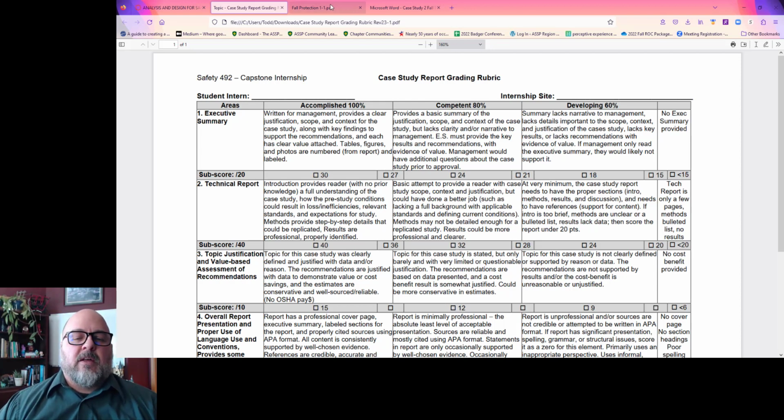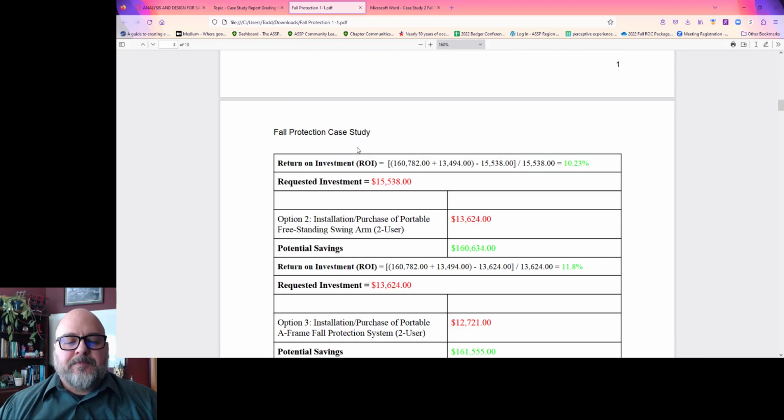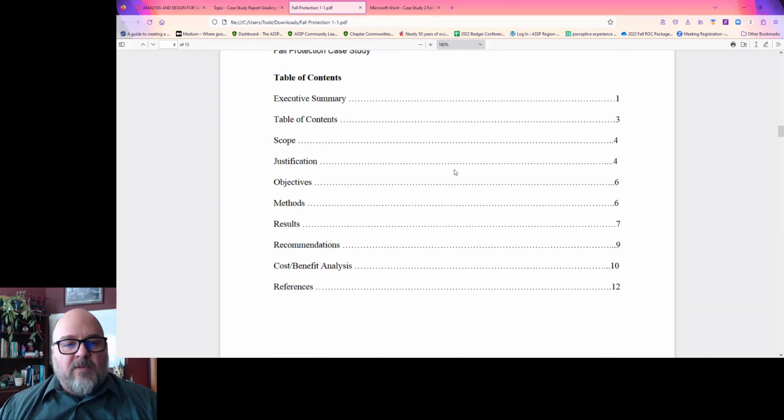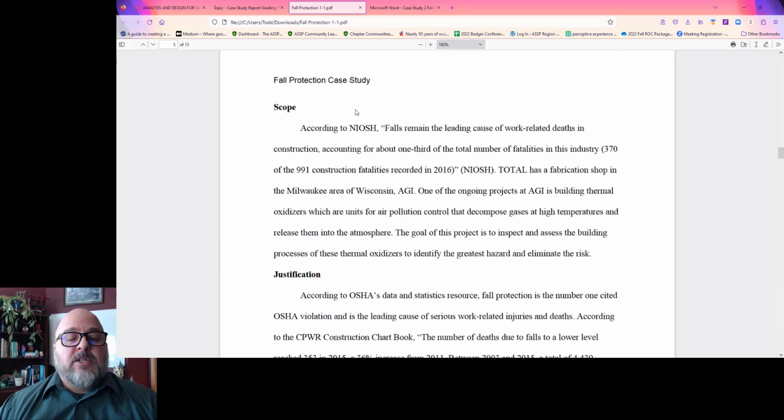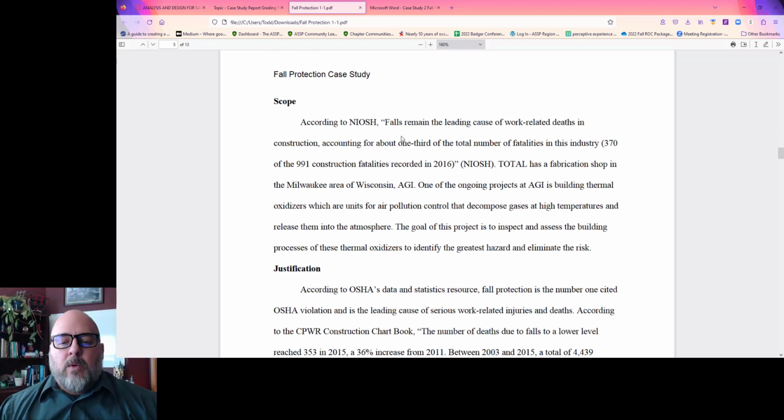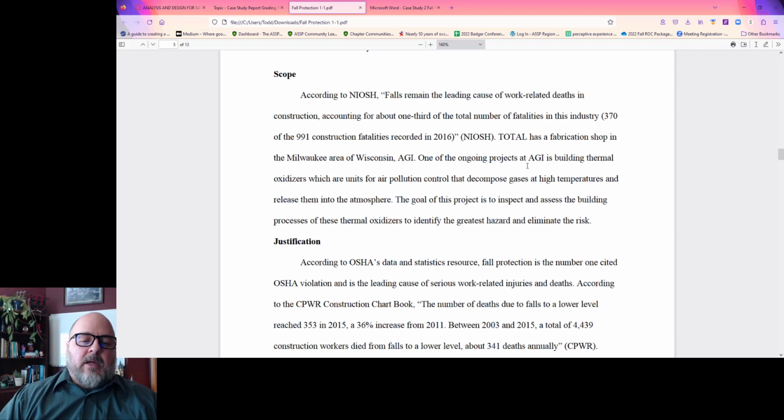So technical report itself. Hope you guys are enjoying this. All right. So you got a table of contents. That's great. Get the cover page. Pretty good. So let's see what here. Scope. So he provides information, talks about the thermal unit. The goal of the project is to inspect and assess building processes. Okay, but this would be a great place to indicate whether the company has had any slip, trip, or falls. Provide pictures, things like that.